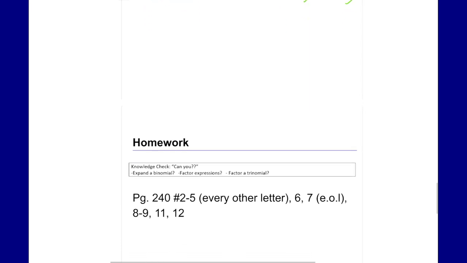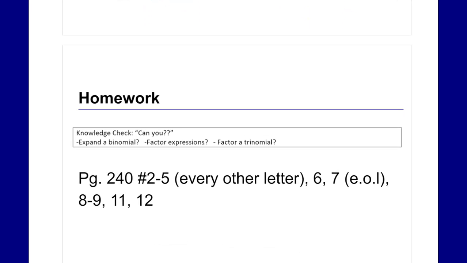So again, at this point in the unit, we want to check: can we expand a binomial? Can we common factor expressions? And now can we factor a simple trinomial? There's going to be some practice with that. Go back to the previous lessons if you're not quite sure on some of these knowledge check concepts. Review those previous lessons because it does help, and they do factor into these future concepts.